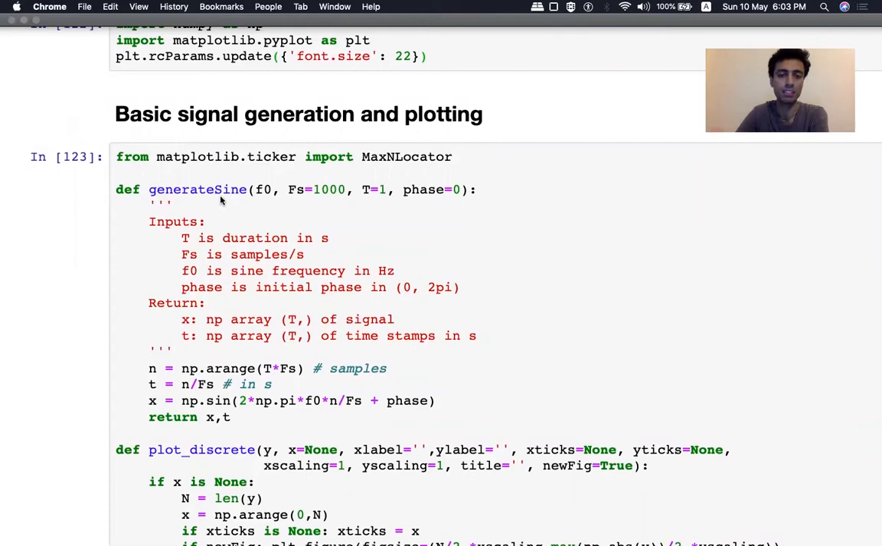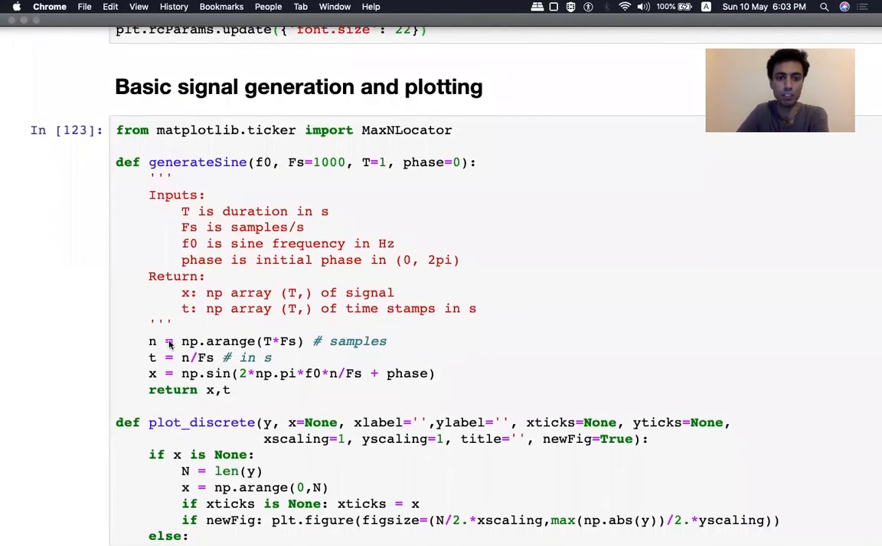Let's say generate a sine wave with a frequency f0, and a sampling rate fs. So basically you first create n, the sample index, right? Just from 0 to capital T into fs. Capital T is the total time duration of the signal, and T into fs will give the number of samples. So it's a range 0 to number of samples minus 1. t is simply n upon fs, right?